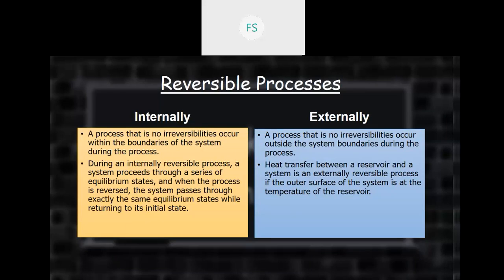Reversible processes, or ideal processes, are categorized into two. The first one is the internally reversible process, which means a process in which no irreversibilities occur within the boundaries of the system during the process. And the externally reversible process is a process in which no irreversibilities occur outside the system boundaries during the process.